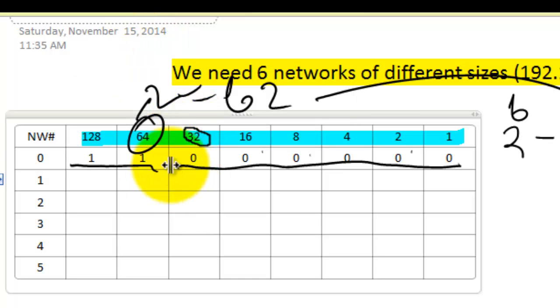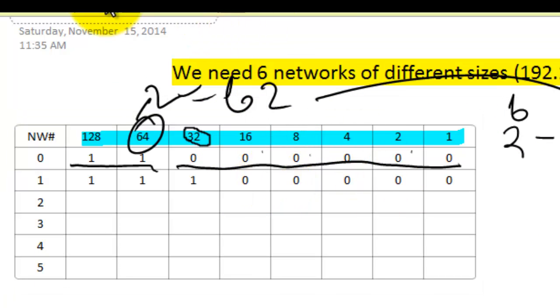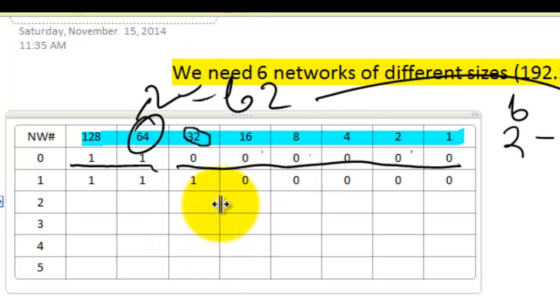What we will do is, because it's 32, we're going to do 1, and then just 1, 1. And then that's the network part. The host part is filled with zeros, 0, 0, 0, 0, 0. So now, how many hosts do we have here? You see here, the last one is 32. Even if you do 32 minus 2, you have 30.